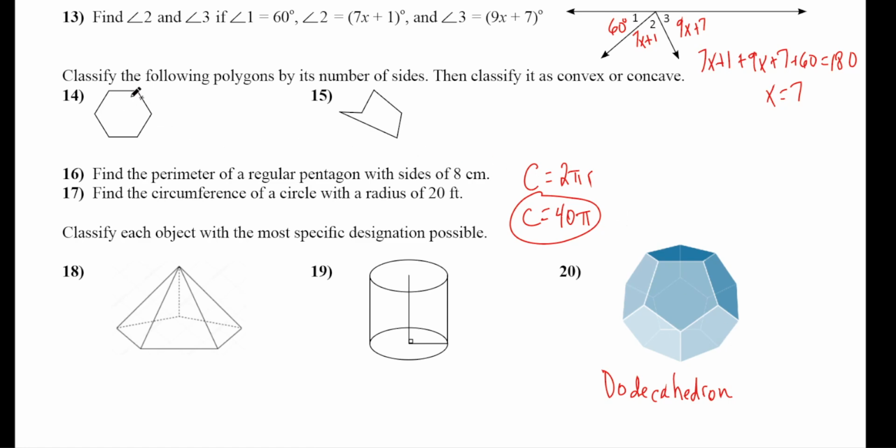What about this? What's this? 1, 2, 3, 4, 5. There's 5. 1, 2, 3. 1, 2. Oh, there's 6. 1, 2, 3, 4, 5, 6. Hexagon, and it's convex. How many here? There's 5. Pentagon, and it's concave. There we go. We did the whole entire test.